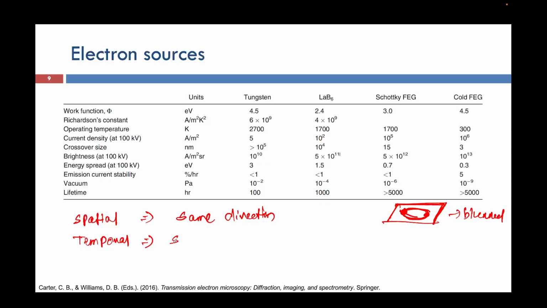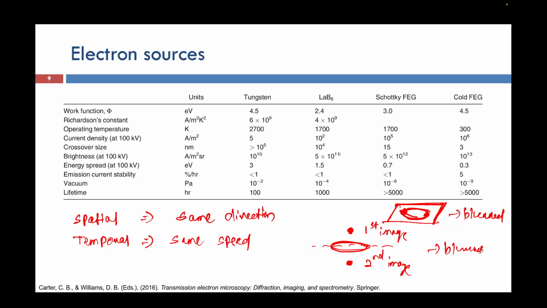What is temporal coherence? Temporal coherence means the same speed, whether all the electrons are coming at the same speed or not. Let's say my lens is there. This is one of my lenses I am talking about. One electron will be focused here, one electron will be focused here. If this is one of my projector lenses and one electron is focused here, that means my first image will be formed here and my second image will be formed here, right? So in this case also, since all the images are not getting formed at a single plane, here also I would get a blurred structure. So this is the spatial coherence and temporal coherence.